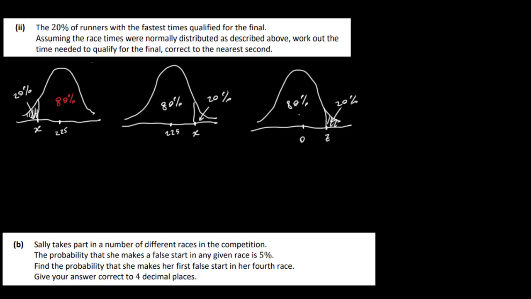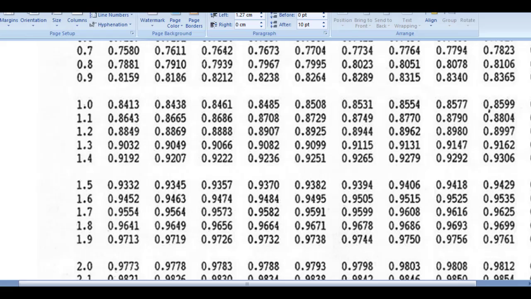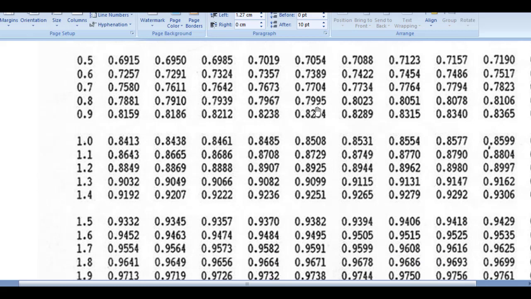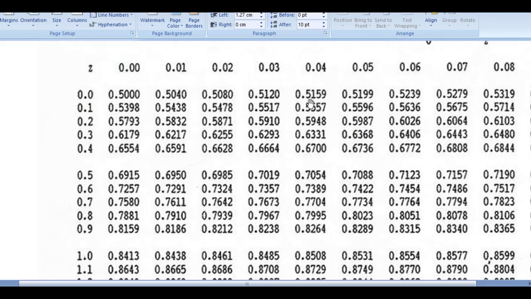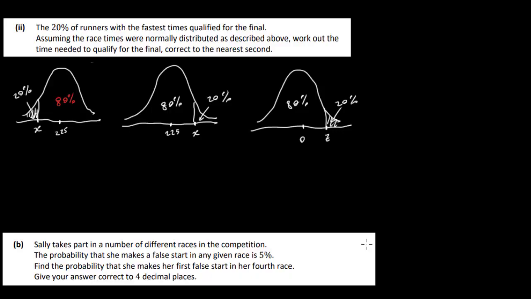So let's look at 80% or 0.8 on our tables. The nearest one we can find here is 0.7995. What z value does that give us? Well, it's 0.8, and then if we look up here we've got 0.04, so it's 0.84. So this z value here is going to be 0.84, and because of symmetry, this z value down the other side is going to be minus 0.84, which is really what we're looking for.